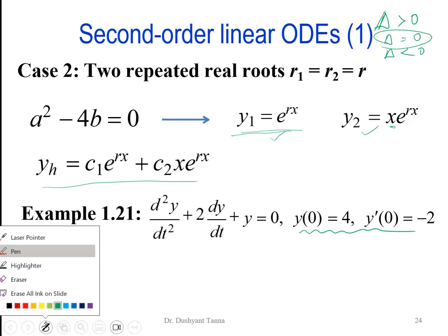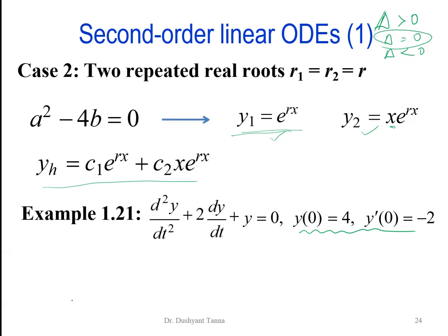Let's begin. So we start by forming the equation. I'm not going to do the D form every time, but if you want, you can always develop that. r squared plus 2r plus 1 is 0. That means r is equal to minus 1, a repeated root.